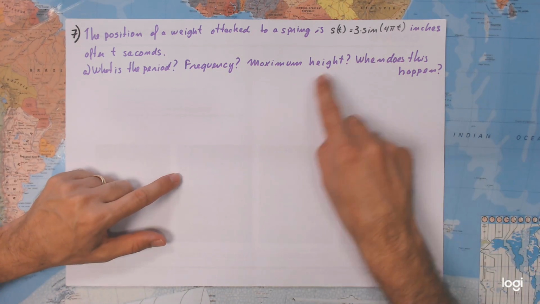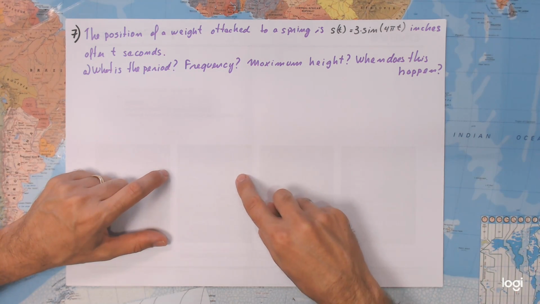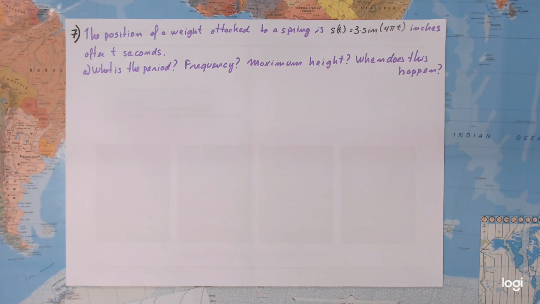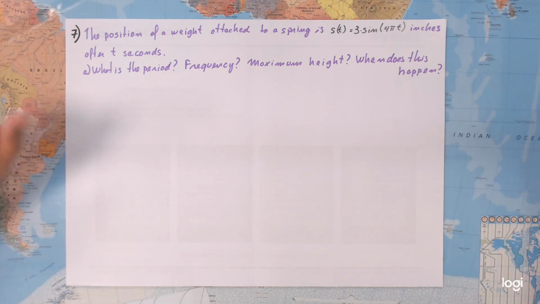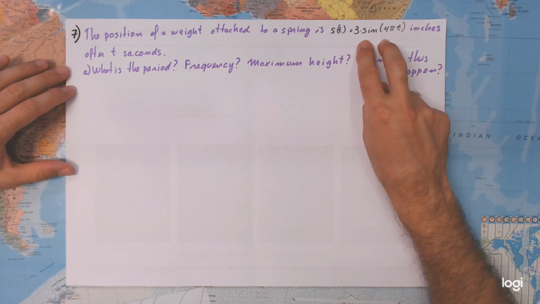get, because it is a sine, okay? So it's going to have a low and a high, a low and a high. And not only the height, the maximum height, but when does this happen? The first thing we have to do is, let's plot this equation here.